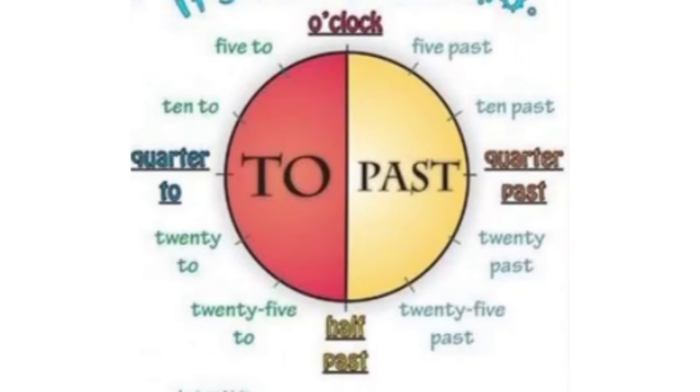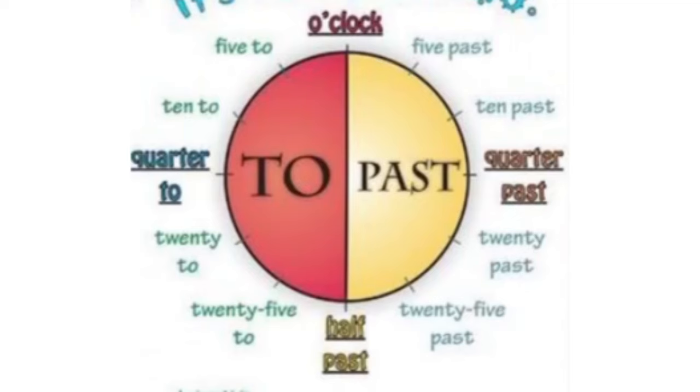So you've taught the students how to tell time. 1:20, 1:30. You've practiced it with them. Now, if you want to teach them the other way to tell time, this is your chance. In the first half, you say past. And in the second half, you say to. 1 o'clock, 5 past 1, 10 past 1, 1:15, 20 past 1, 25 past 1, 1:30, because it's halfway.